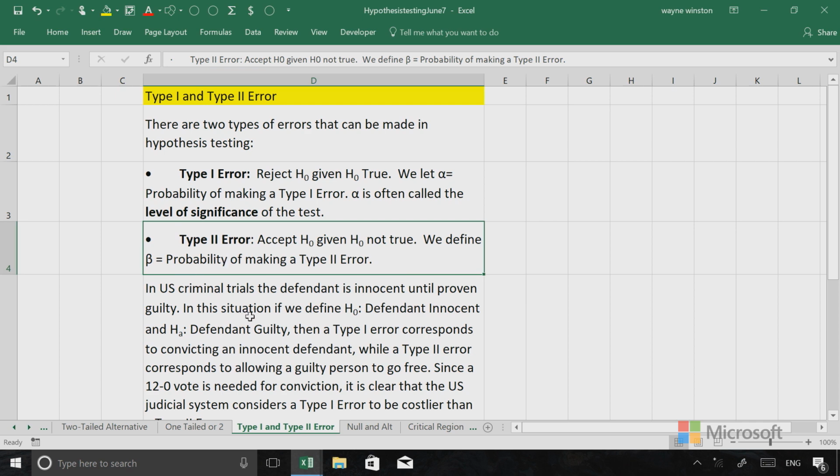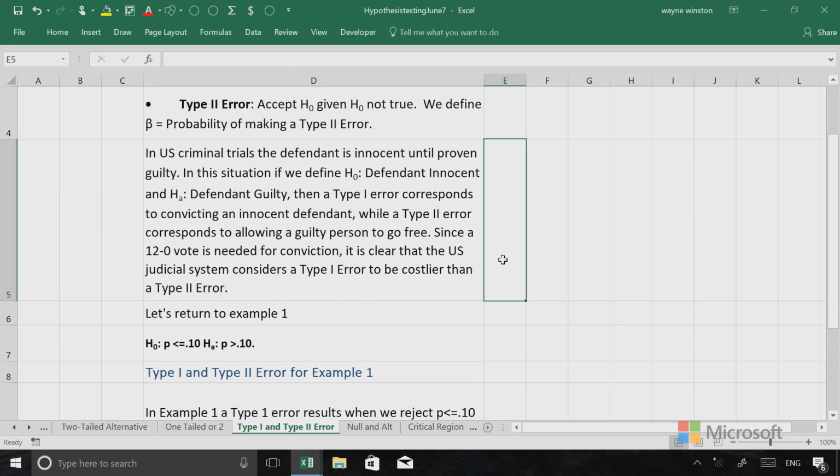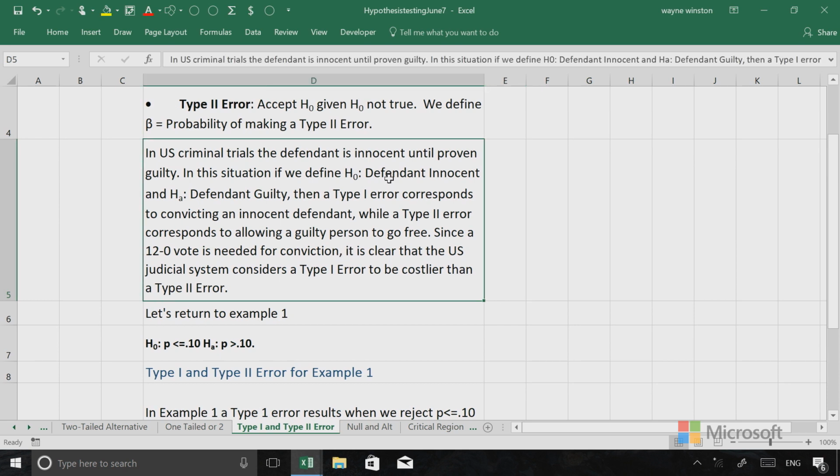So a situation that's helpful for understanding type 1 and type 2 errors has to do with the U.S. criminal justice system. So in the U.S. criminal justice system, the defendant is innocent until proven guilty. So basically the null hypothesis is the defendant is innocent, because it's always going to take a lot of proof to disprove the null hypothesis, as you'll see throughout this module. The alternative hypothesis is the defendant is guilty.